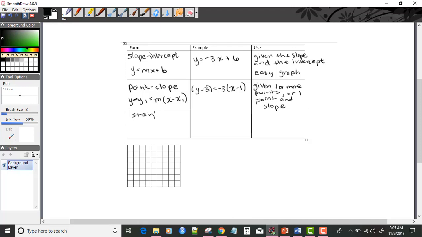And finally, we've got standard form. That's written as ax plus by equals a constant c. Two examples: 3x plus y equals 6, and 6x plus 2y equals 12. And I would use this form if you're starting with a word problem and you're asked to write an equation.